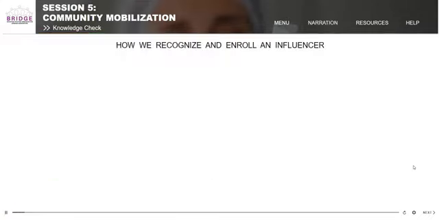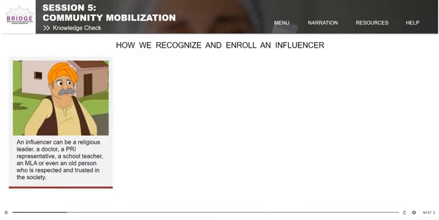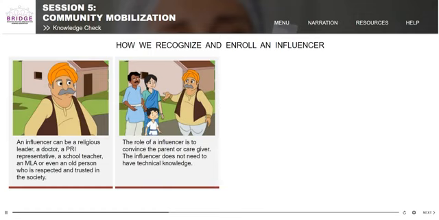Let us revise how we recognize and enroll an influencer. 1. An influencer can be a religious leader, a doctor, a PRI representative, a school teacher, an MLA, or even an old person who is respected and trusted in the society. 2. The role of an influencer is to convince the parent or caregiver. The influencer does not need to have technical knowledge.